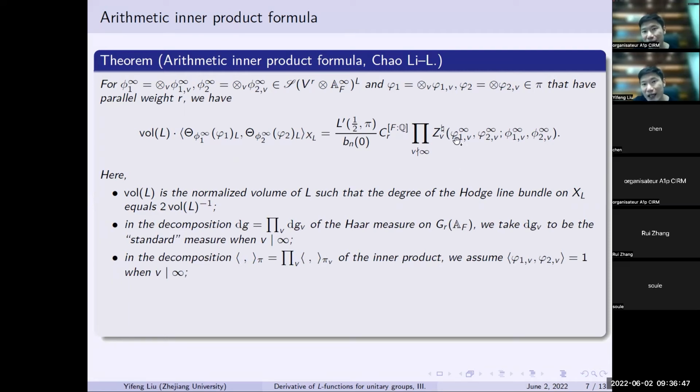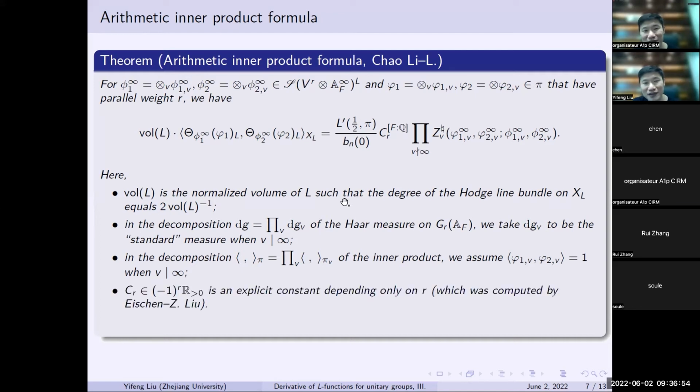pairing, then you can actually compute the Archimedean local zeta integral, and that is C_r. I'm not going to give you the volume or the exact amount of C_r. That was actually computed by Alan Eischen and Zhejiang Liu. There's some power of pi. I mean, it's quite a long expression. The important thing is that the sign of C_r is actually (-1)^r. So C_r is (-1)^r times a positive real. It is an explicit constant depending only on r. Okay.